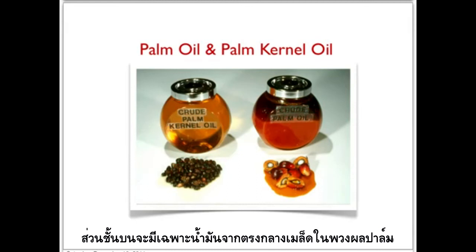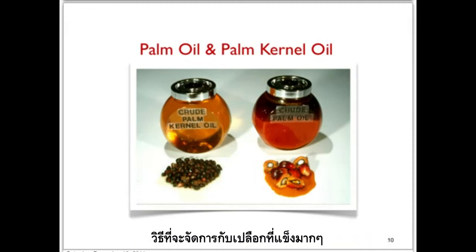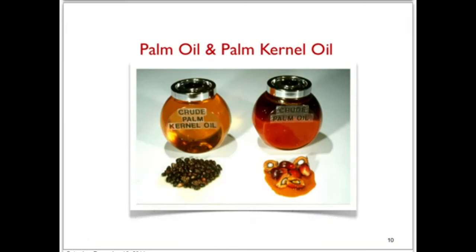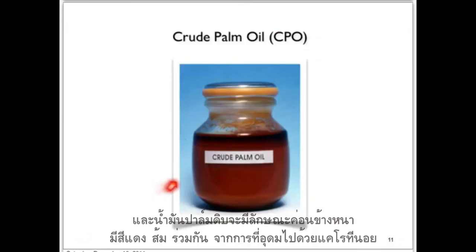And the kernel, the middle part of the fruit bunch, this is how it looks like. Actually the shell is very hard. We have to break the shell to get into the white flesh, and we can extract the oil from the kernel to get the crude palm kernel oil. And this is how the crude palm oil looks like. It's quite thick and viscous with red or orange color.